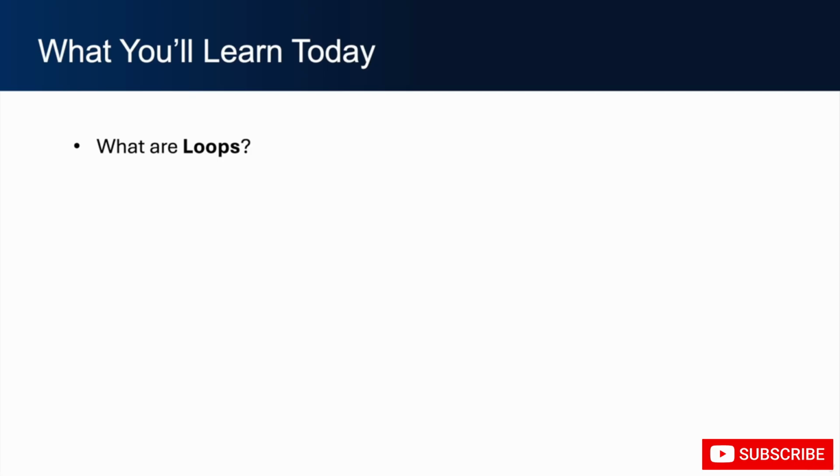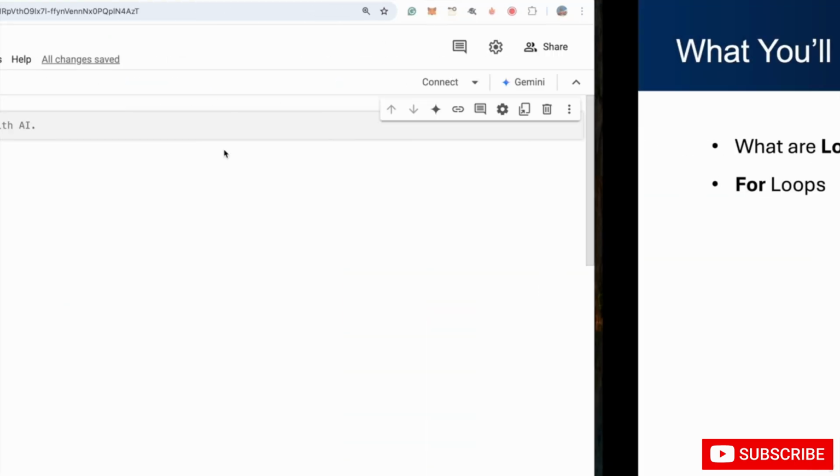Now first, let's go through what are loops. Loops are used to repeat a block of code multiple times. There are two main types of loops in Python. The first one is the for loop, which repeats a set number of times, and then we have the while loop, which repeats until a condition becomes false. So let's look at for loops. The syntax for a for loop is something like this.